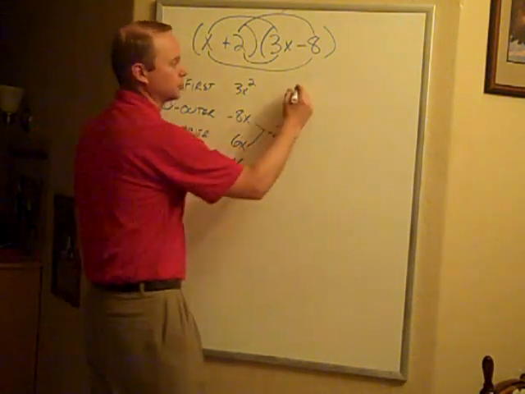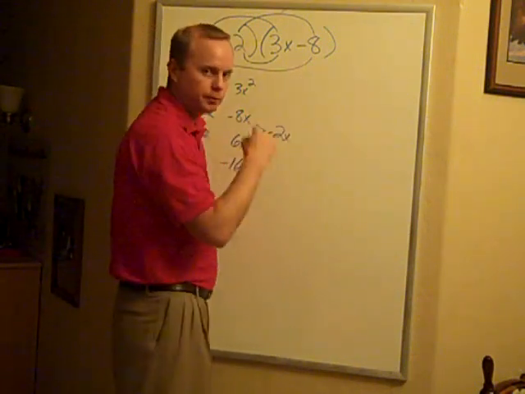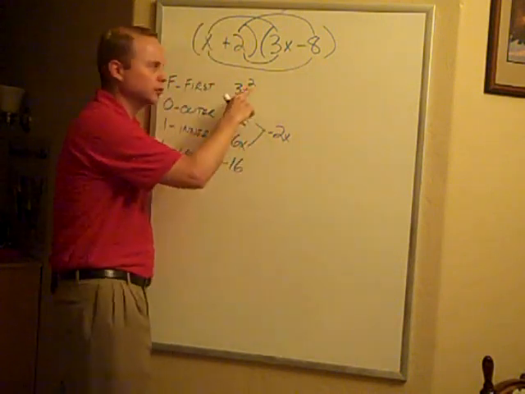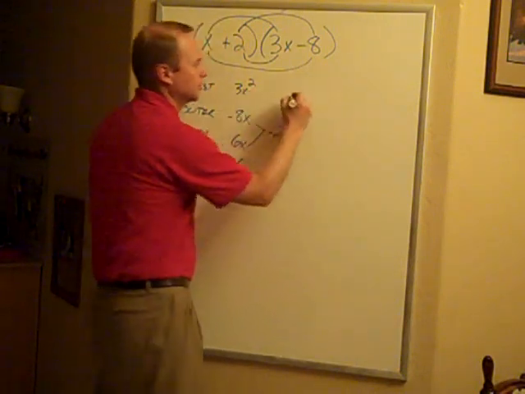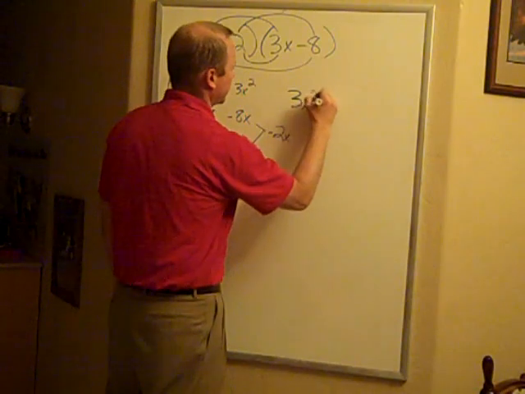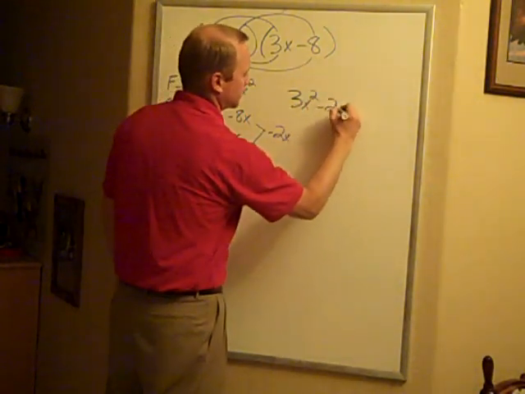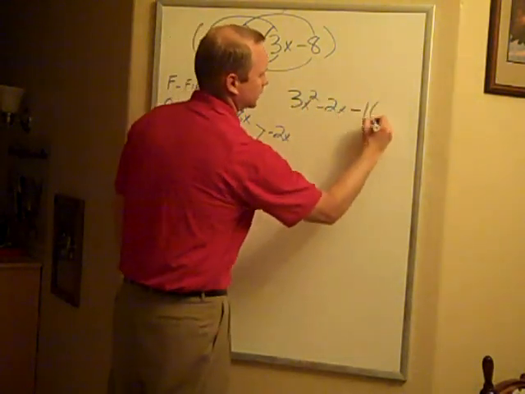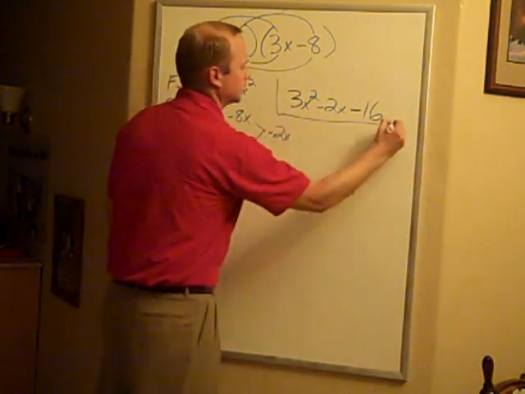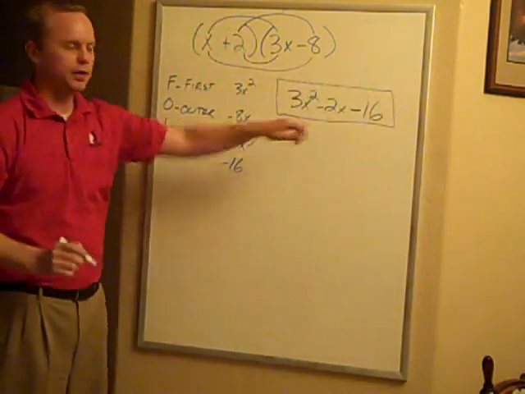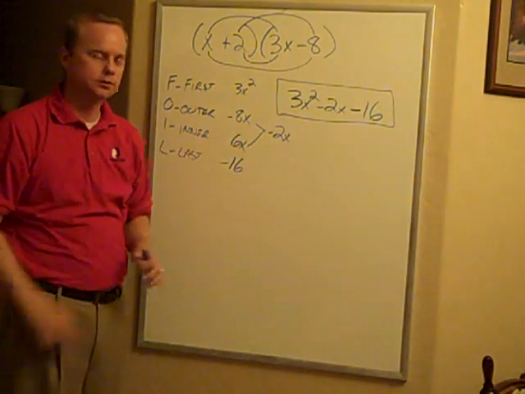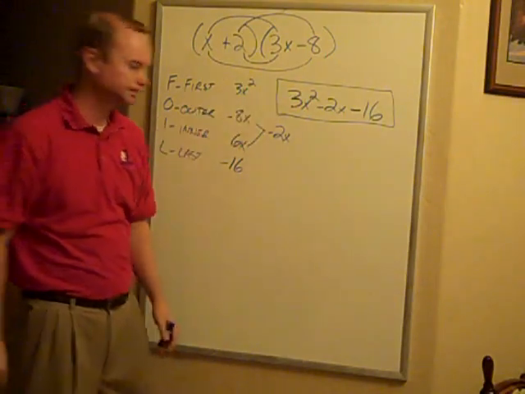So now I just write it in order. In standard form, we write them in descending order according to their exponent. So the answer on this one would be 3x squared minus 2x minus 16. Okay? If I were to multiply these two together, that gives me my product of those two.